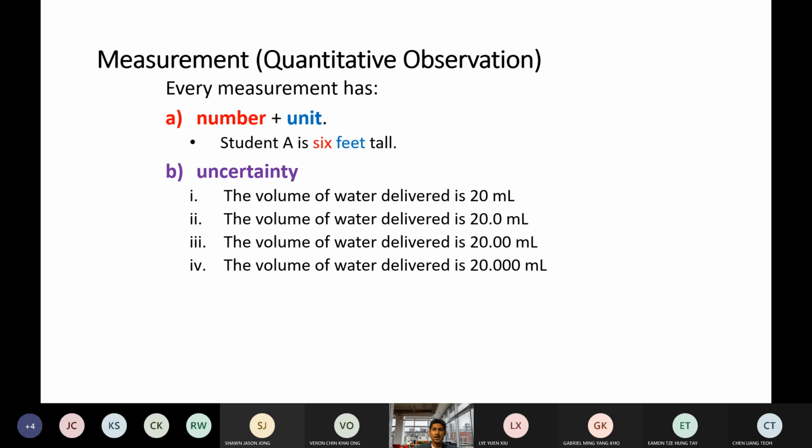1 feet, or 10 degrees centigrade, 10 milliliter. Every time I'm telling you one thing, I am giving you uncertainty in that number.